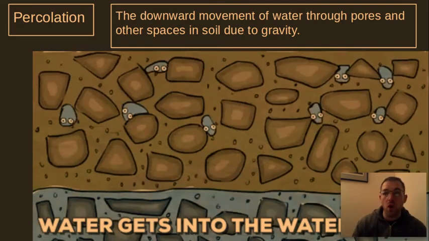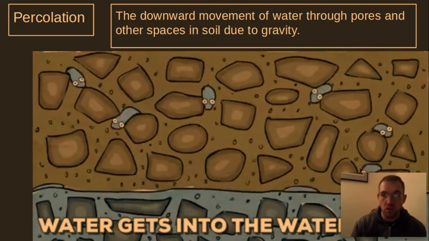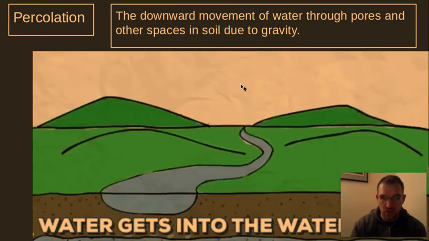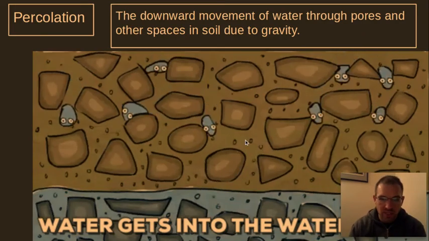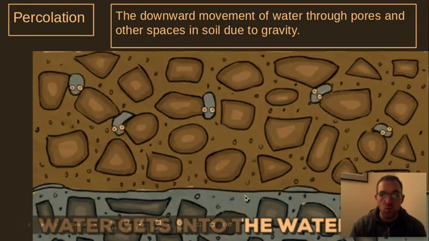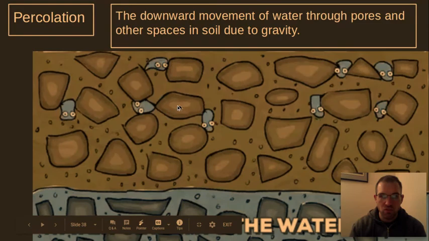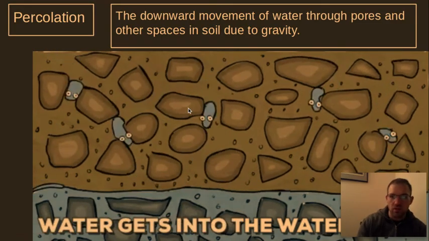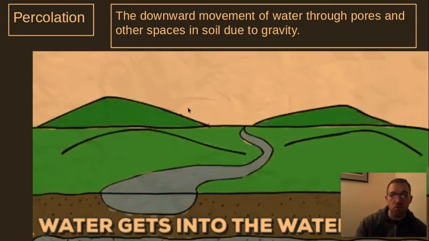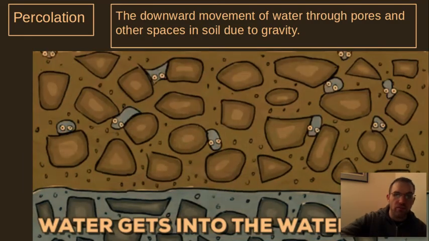Well, it's going to go through all of the open spaces, sometimes called pores, and other spaces that are inside the ground here. And it's going to find its way all the way down until it reaches what's called the water table, which is located underneath here. So this process of the water seeping through all of the open spaces and trickling downward, that's called percolation. So first comes infiltration. Then afterwards is percolation.